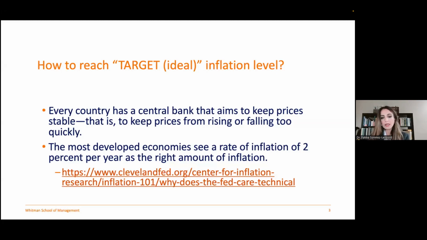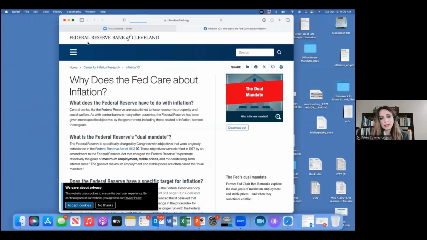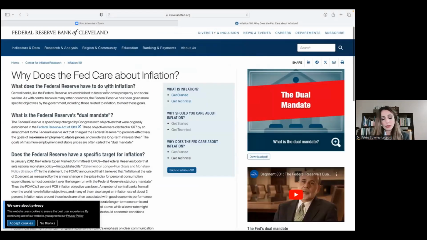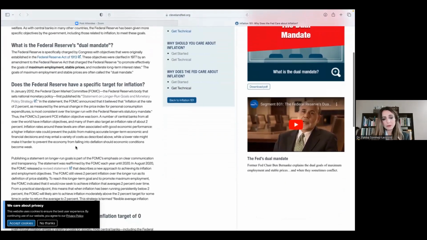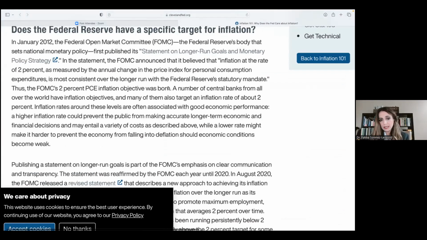So therefore, let me take you to this webpage. This is from the Federal Reserve Bank of Cleveland, and they talk about inflation. Here they talk about when they came up with this 2%, which is when they issued a statement on longer-run goals and monetary policy strategy, where they explain why 2% is the number they are fixated on.